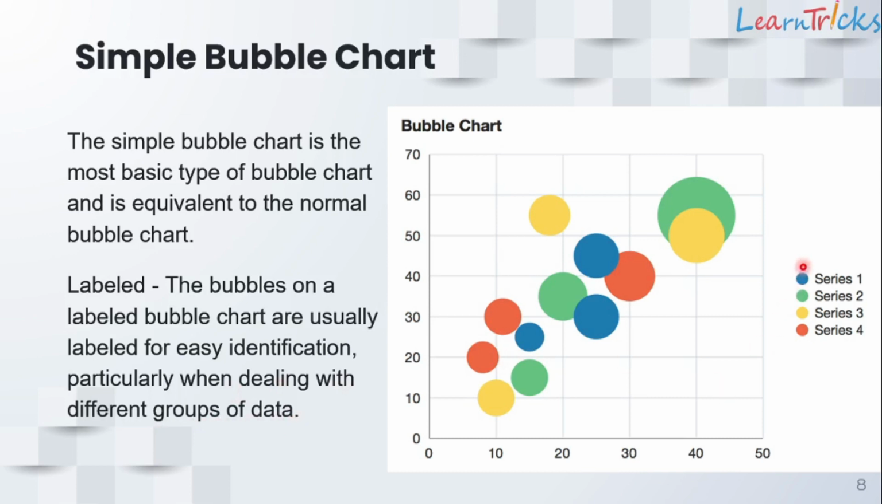Sometimes you have more than 4 groups, say approximately 10 groups. At that time there will be some difficulty in identification just using colors. At that time we can use the label, or labeling, of the bubbles, right? So these were the 2 types of bubble chart.